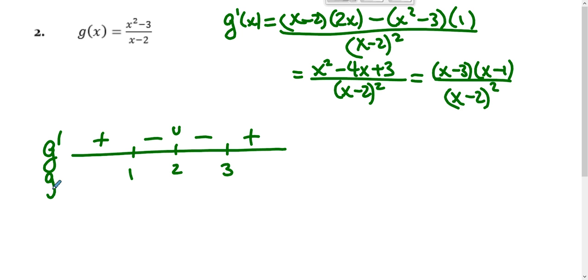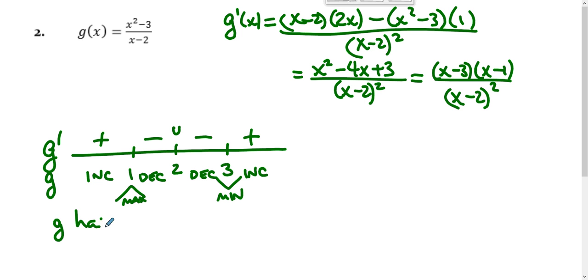So what does this mean? G prime goes from positive to negative, negative to positive, because G goes from increasing to decreasing, decreasing to increasing. What does that mean? So G goes from increasing to decreasing. This is a max. G goes from decreasing to increasing. This is a min. How do we write that?